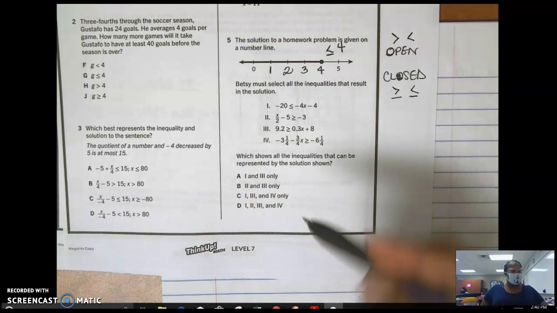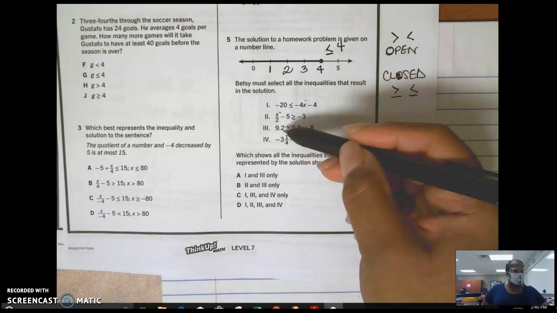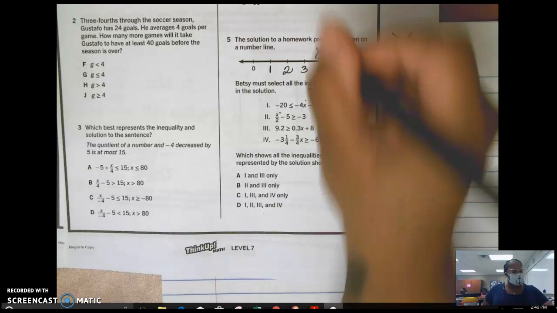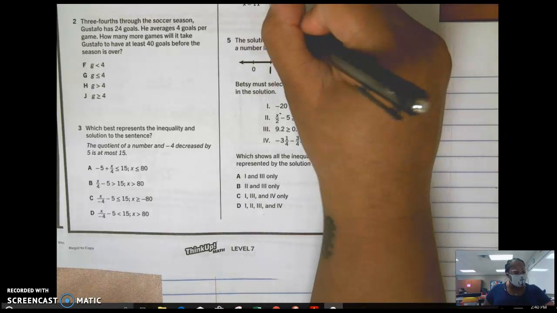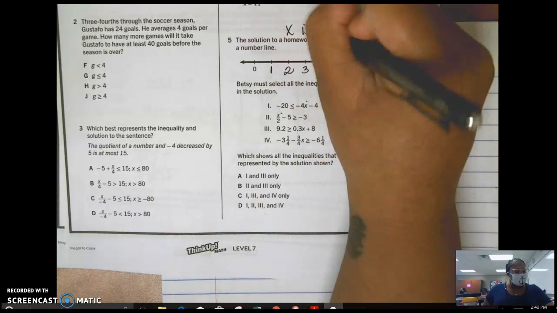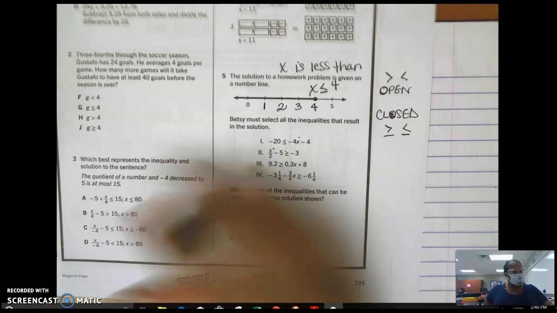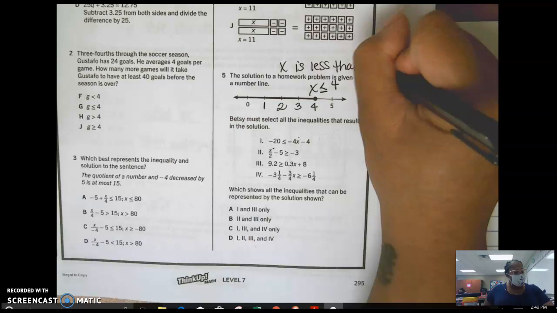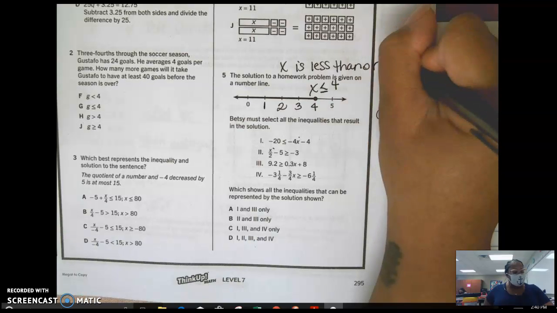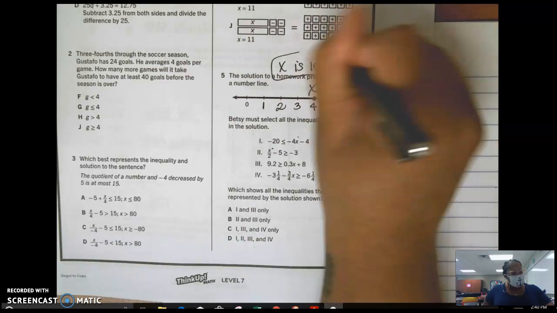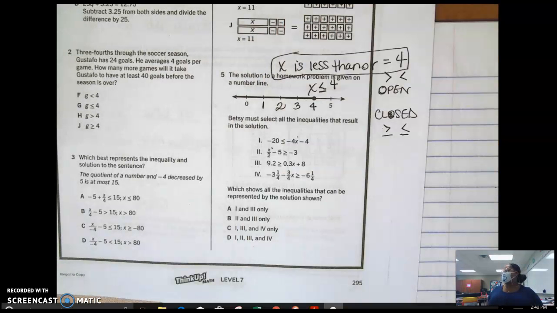A variable. And looking at my answers here, they're using x. So the answer is x is less than or equal to 4. That's how you say that. X is less than or equal to, no, it's not less than or greater than. It's just less than or equal to 4. That's what I need my answer to be.